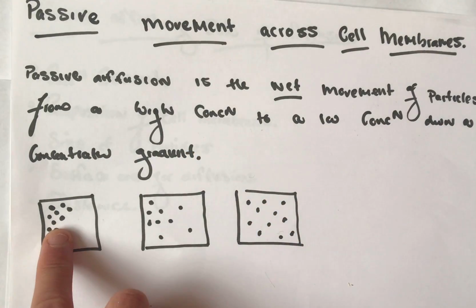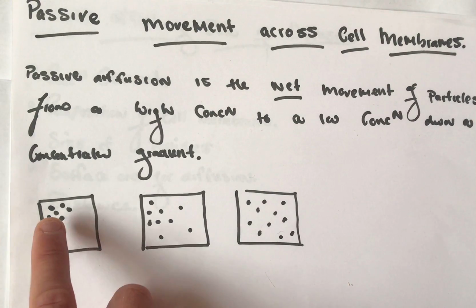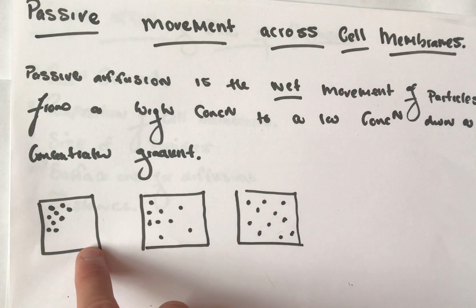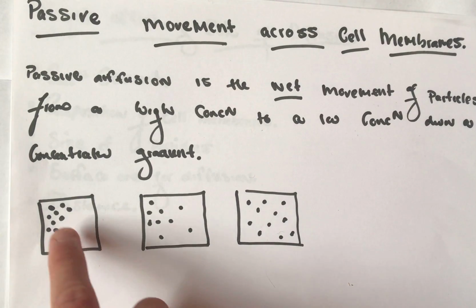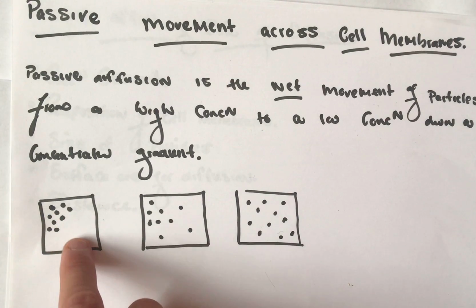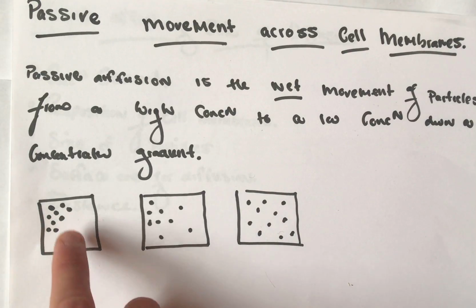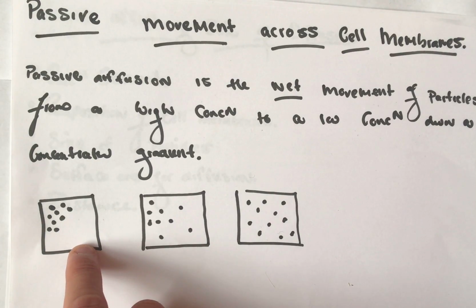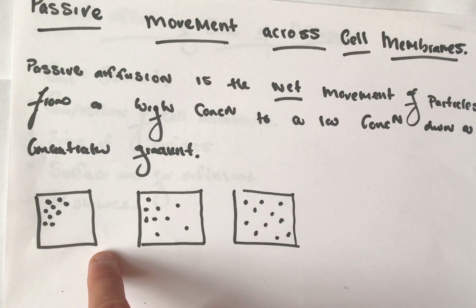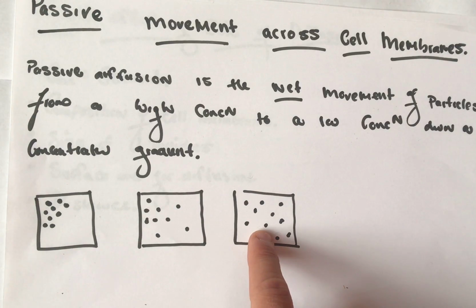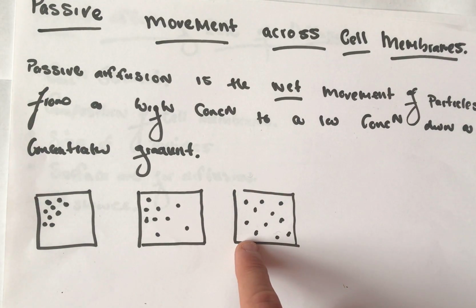If we look here in the top left, there's a high concentration of particles, but in the bottom right there's a low concentration of particles. So diffusion will move these particles down the concentration gradient from an area of higher to an area of lower concentration, and this will end up like this when there's no net movement of particles because they're all evenly spaced out.